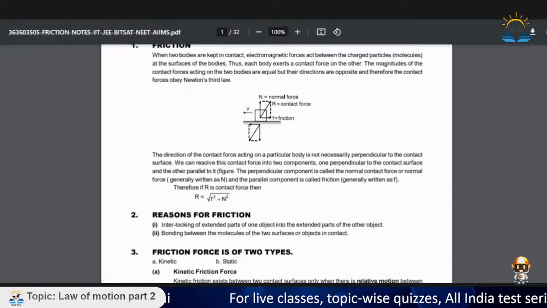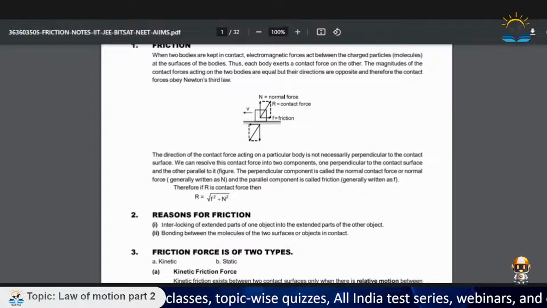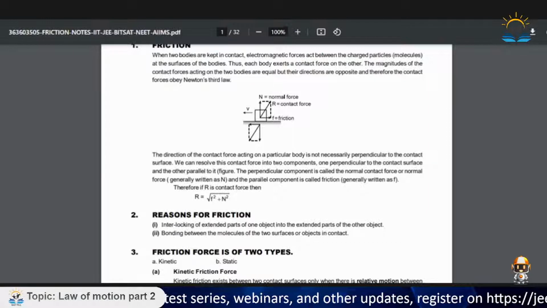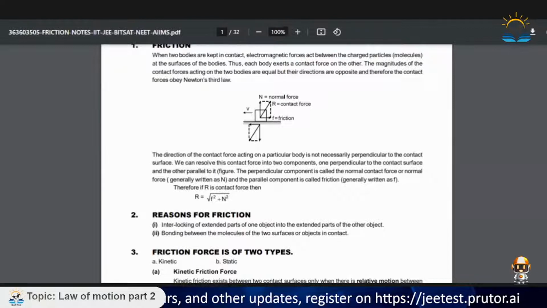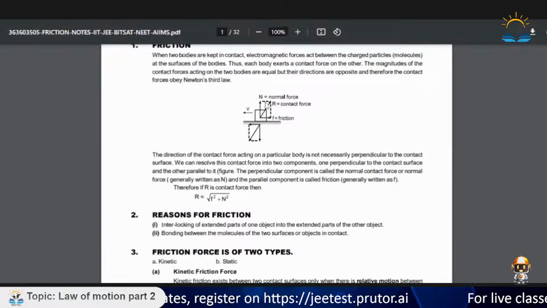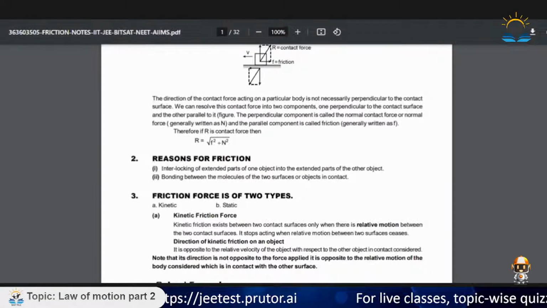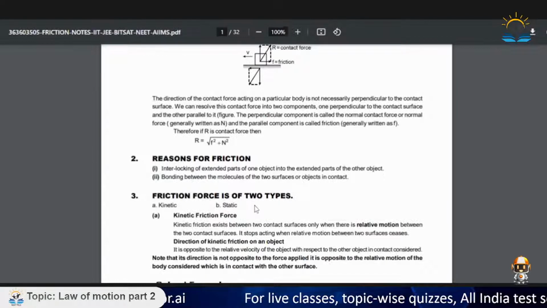Just a reminder, while solving questions, if the question has not given coefficients of friction, or if the question says you can assume the surface as smooth, then you will not consider friction force. At that time, you will consider normal force as the only contact force. But if they give in the question that there is a rough surface, or if they give you the coefficient of static or kinetic friction, then you will always consider friction force as part of the contact force, and its magnitude is given as this. Now we will see the magnitude of frictional force in the next slide.